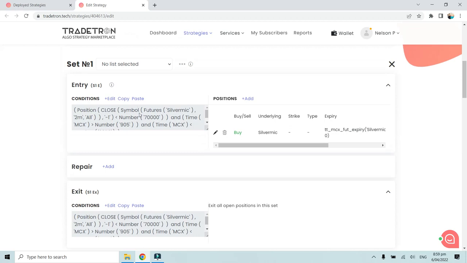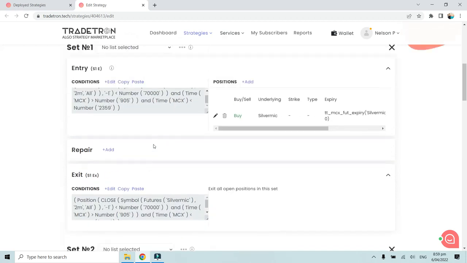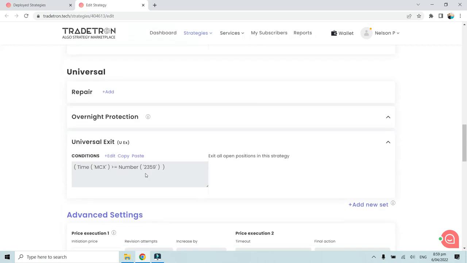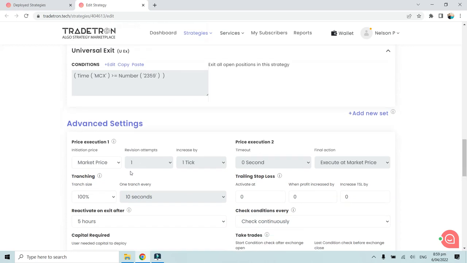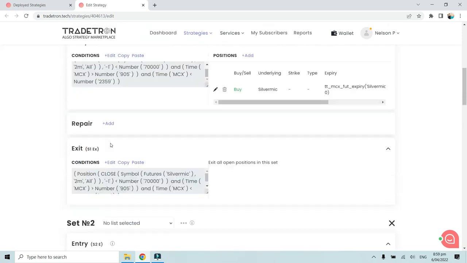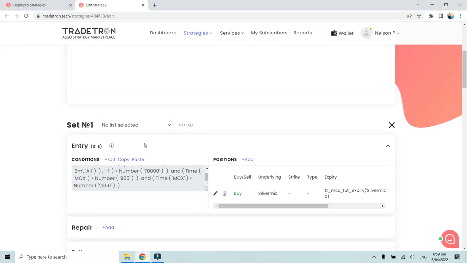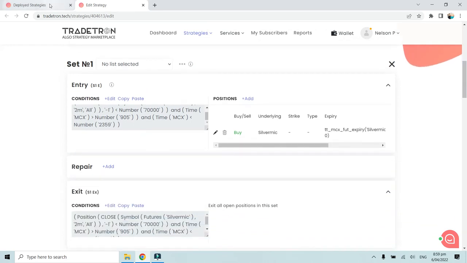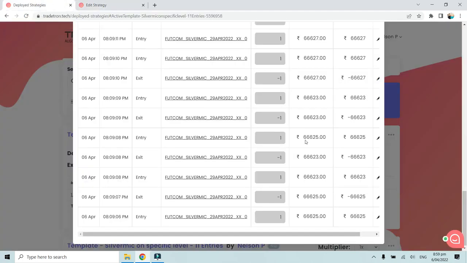This can happen at the set level also, and at a strategy level also. If you have just one set, and your exit condition is in universal exit, then it can still go into the loop. If your reactivate on exit after time is, say, 2 minutes, then it will exit, wait for 2 minutes, and again start entering into the strategy, because the condition gets true at that time. So now we will discuss how to stop the strategy from going into loop.